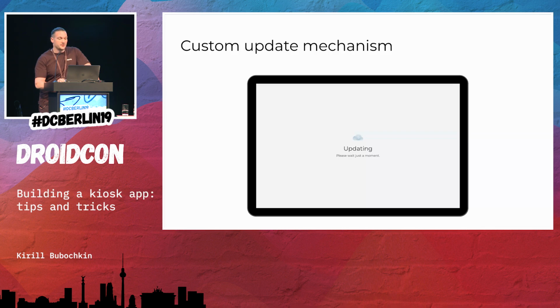Another point is that no matter how good your application is, you still need to update it from time to time. Unfortunately, we cannot rely on the Google Play mechanism to deliver app updates. First, our app is always in foreground. And second, we need users to receive updates as soon as possible, but not in the middle of the check-in process. So that means that we need to control it, and we need some custom solution for updates as well.